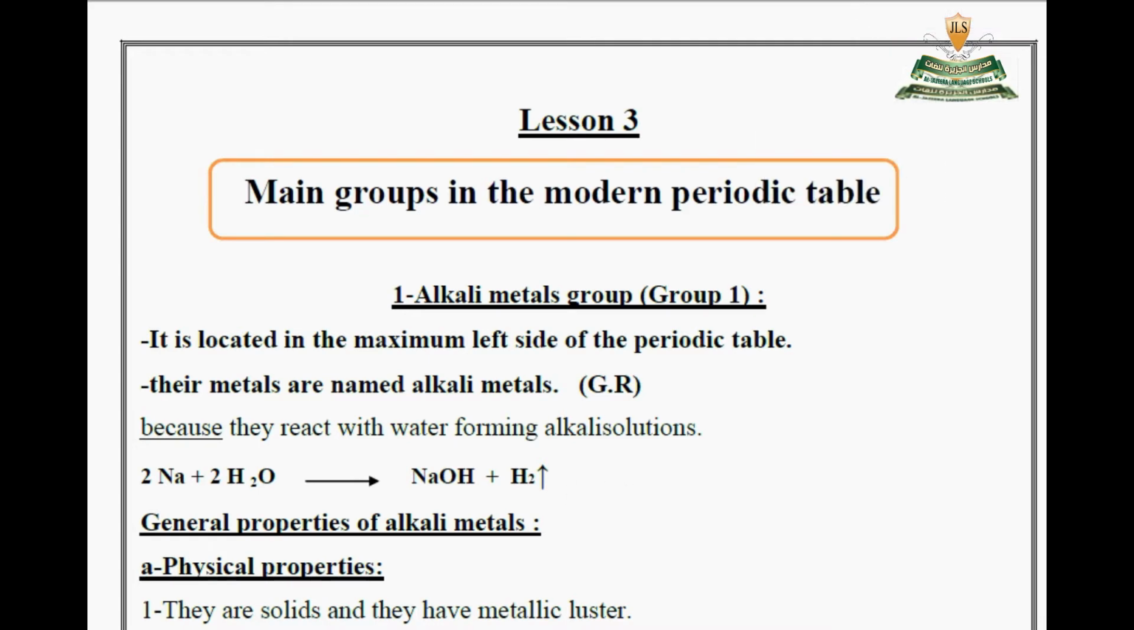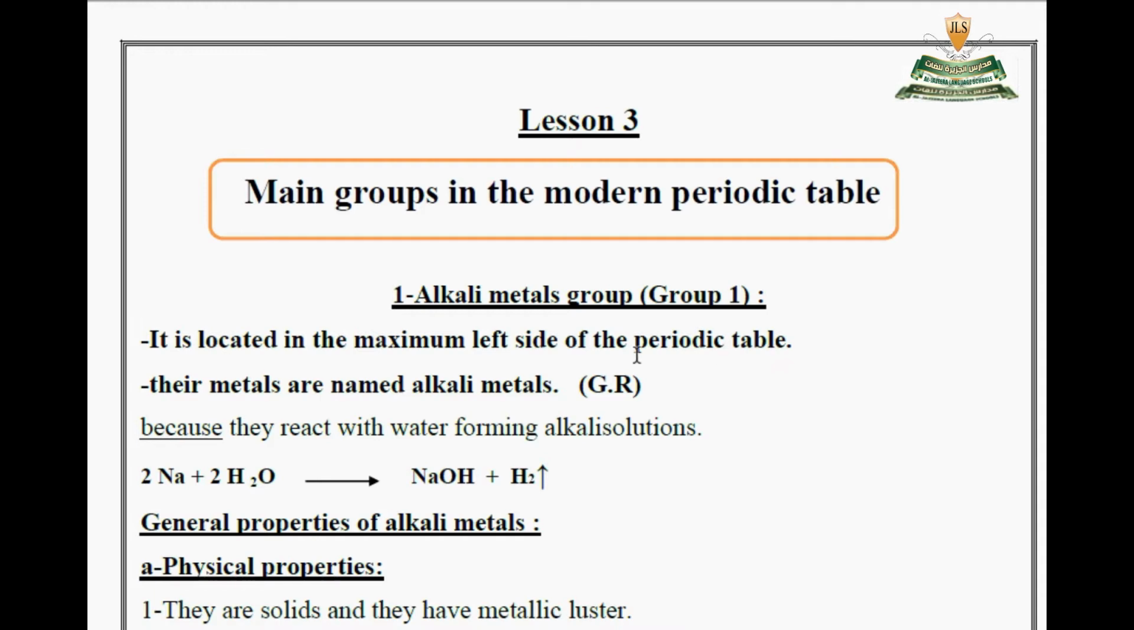Good morning. Our lesson today is about main groups in the modern periodic table. We will have three main groups in the modern periodic table. Number one, the 1A group. Number two, the 7A group, and number three, the 0 group. Number one, the 1A group is located on the maximum left side of the periodic table.